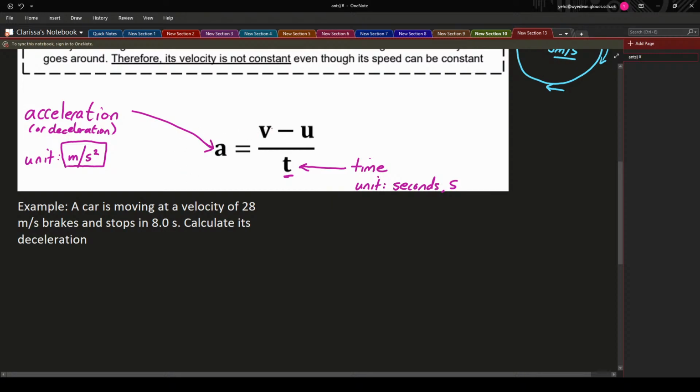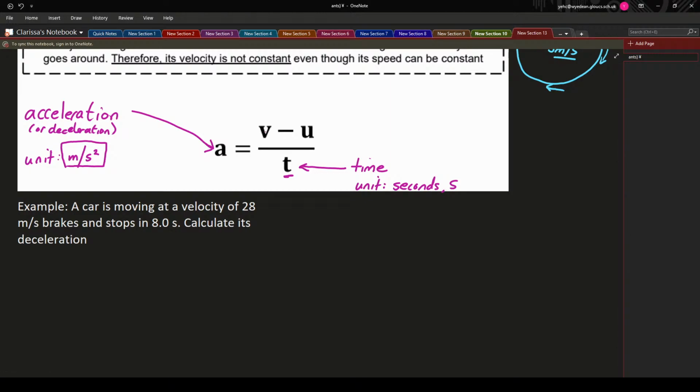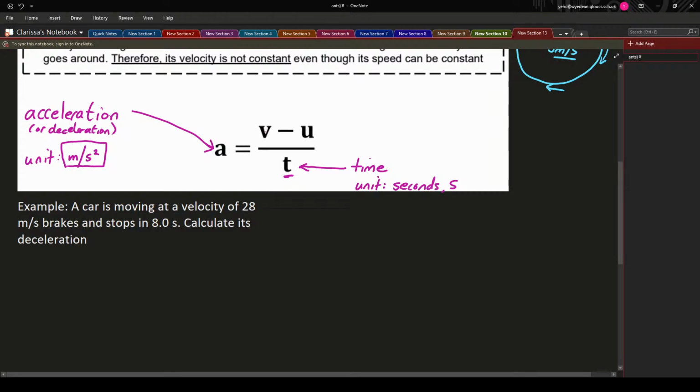Now here are these new letters up here. We have v and u. So remember that acceleration, it's just change in velocity over time. So v minus u is the change in velocity.